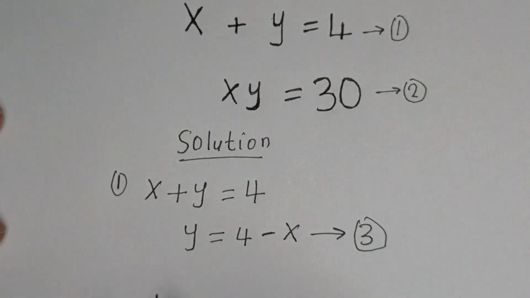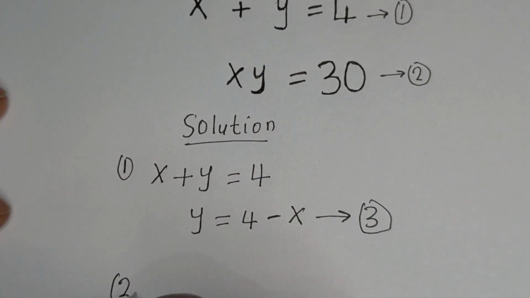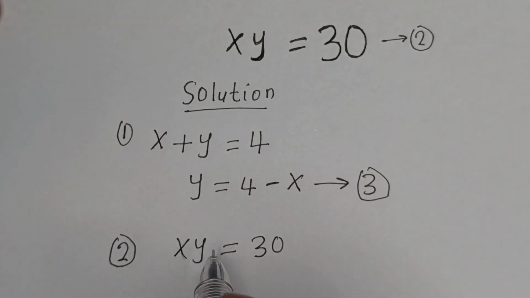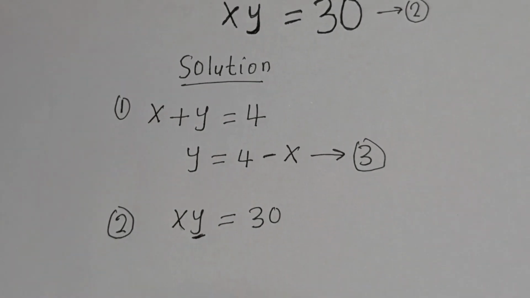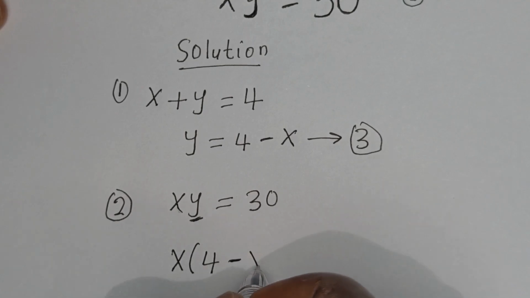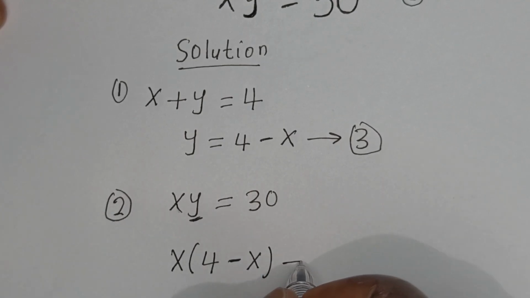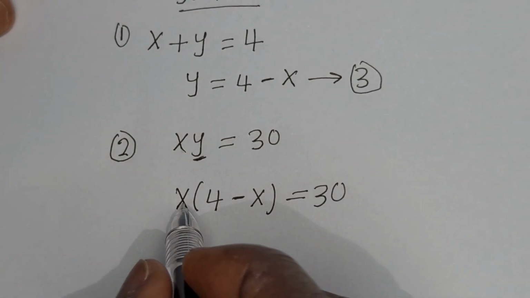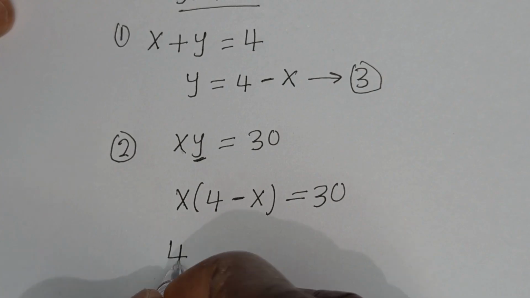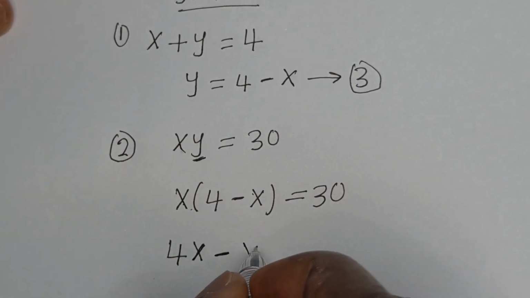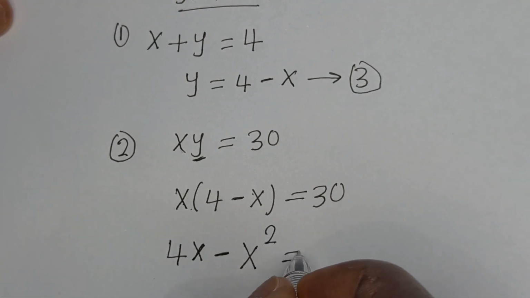Then from equation 2, xy is equal to 30. At this point, we can now substitute for y here, and y is 4 minus x. x bracket 4 minus x, close the bracket, is equal to 30. Let's open the bracket. x multiplied by 4, that is 4x, minus x multiplied by x, x squared, is equal to 30.